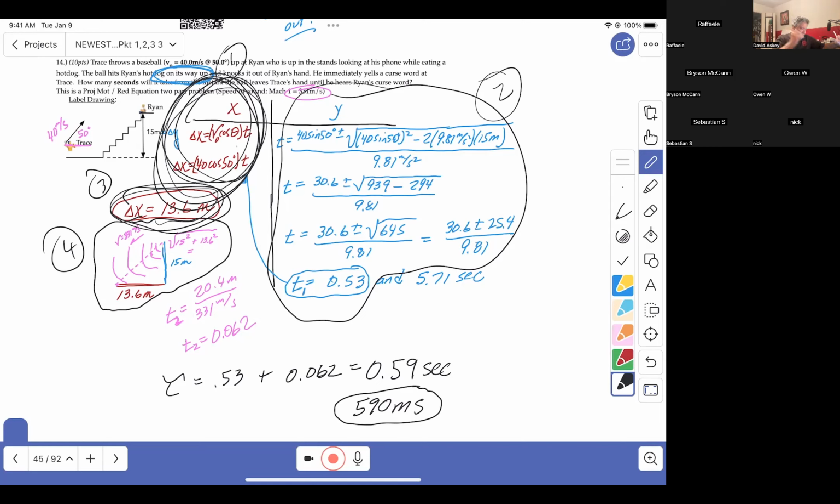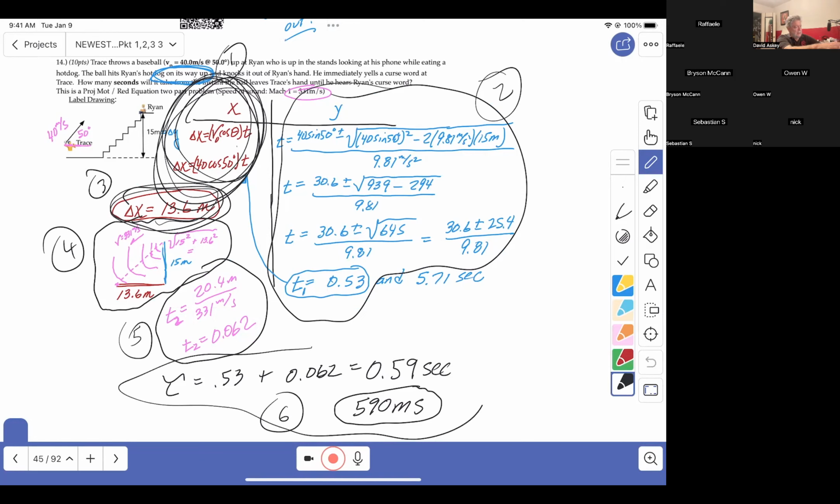So that's step 4. Then step 5 is to take that and use Mach 1, a speed of sound. And step 6 is to then take that, add up your two times. So it's a legit 6-step problem.